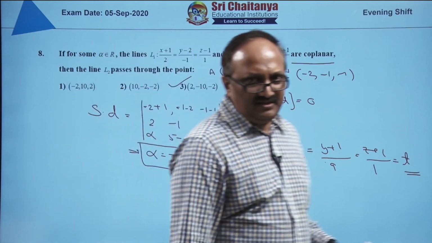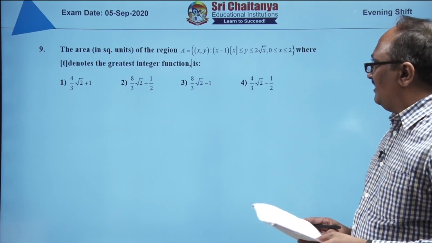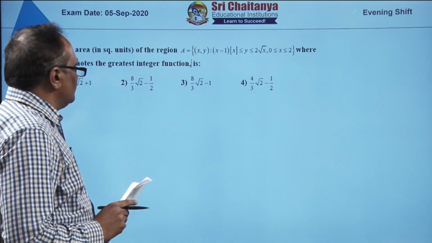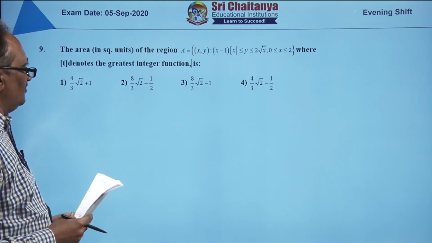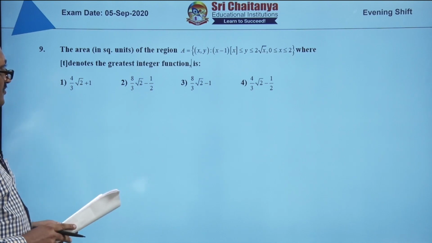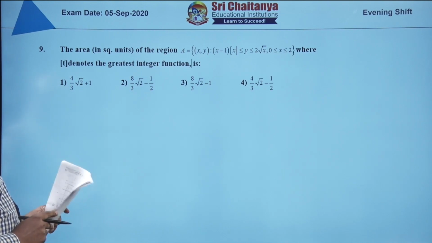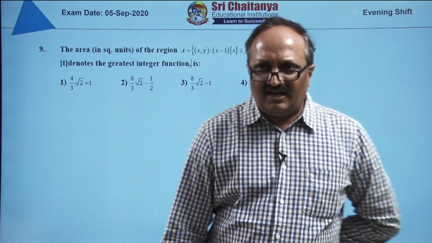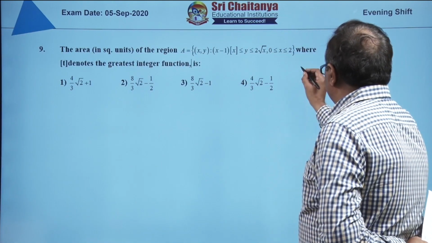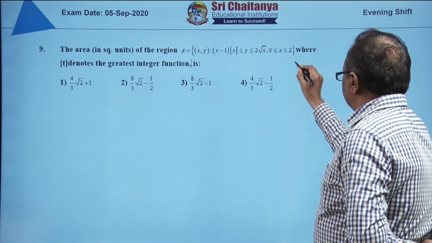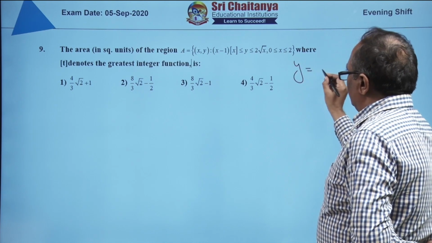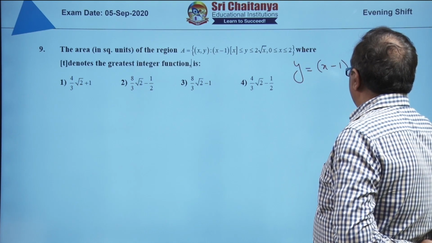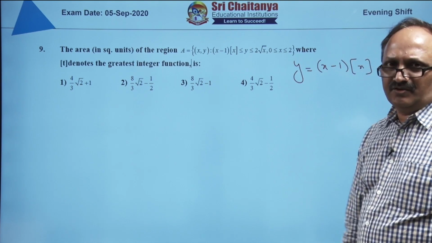Coming to 9th question: the area of the region xy such that x minus 1 into step x is less than or equal to y, which is less than or equal to 2 root x, where step x denotes the greatest integer function. First of all, we must know the graph of the function. The first function you can write as y is equal to x minus 1 into step x, and x lies between 0 to 2.